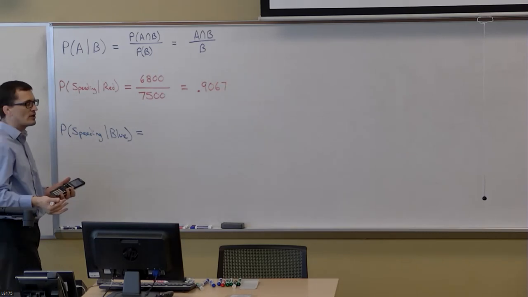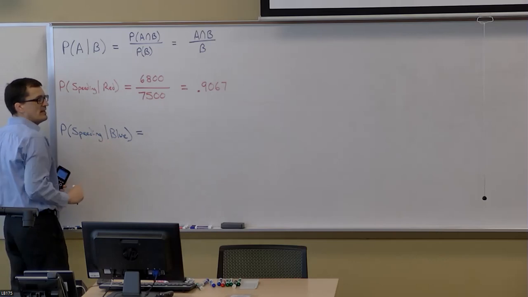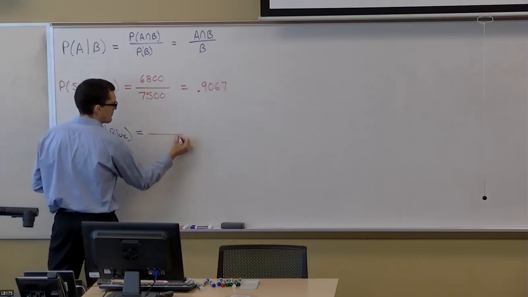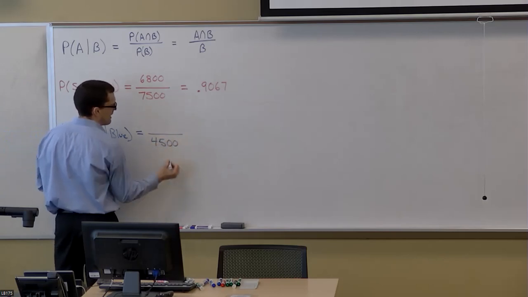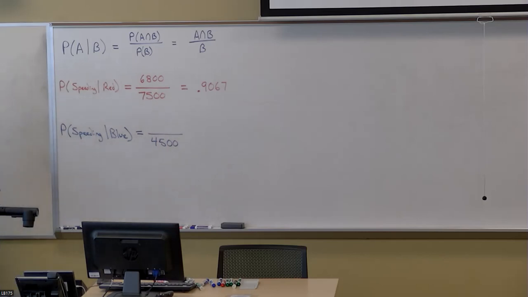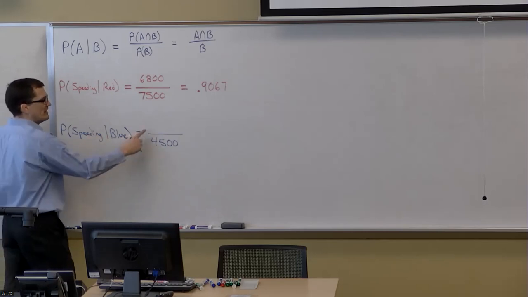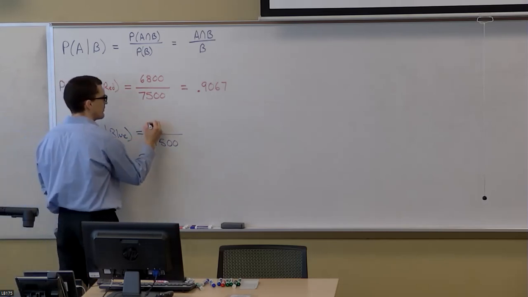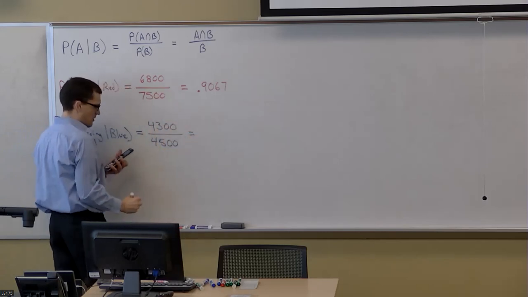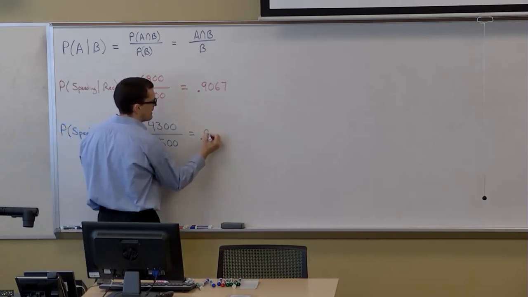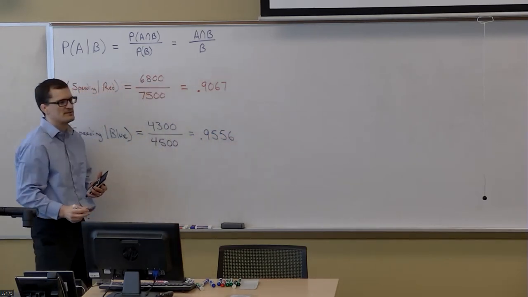Now, in terms of the blue cars, if we're looking for the probability of speeding, given that we've picked a blue car, total number of blue cars goes into the bottom. That's 4,500. And those blue cars who were also speeding goes into the top. That's 4,300. When I do that, I end up with 0.9556.